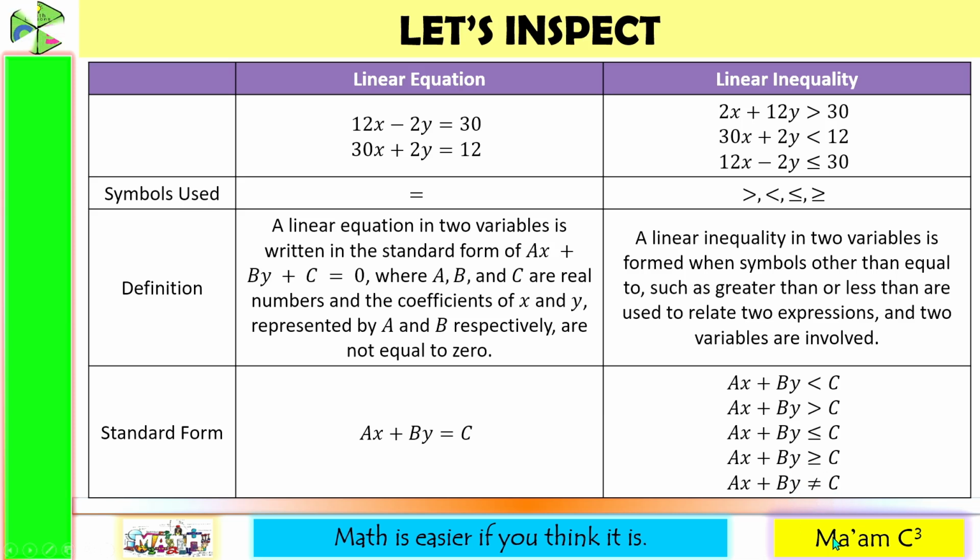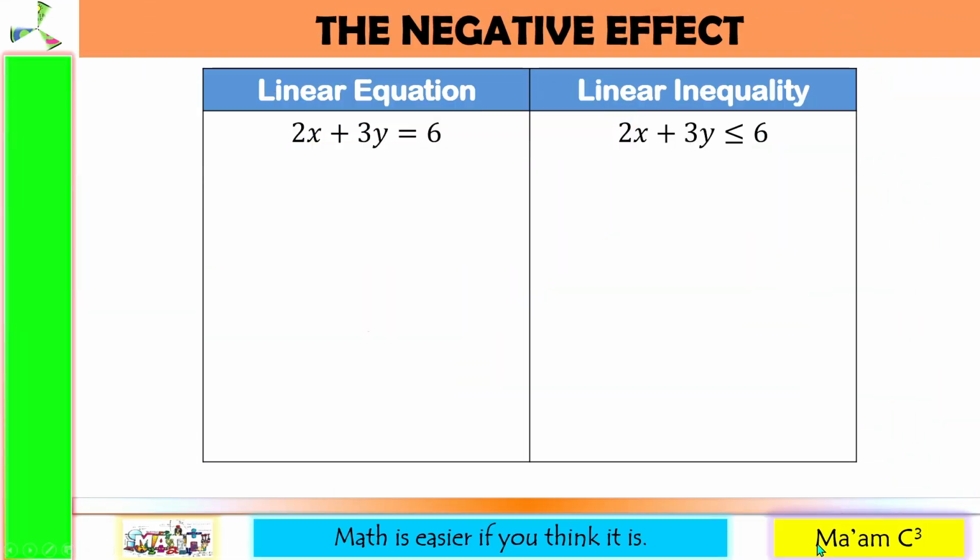Let's have another activity, the negative effect. I have here two columns. The only difference of these two mathematical statements is the sign used. Here we have equal sign, and in here we have less than or equal to. We are going to solve for the value of y in each of these statements. So for the first one, we have to move 2x on this side. It will become negative 2x and then copy plus 6.